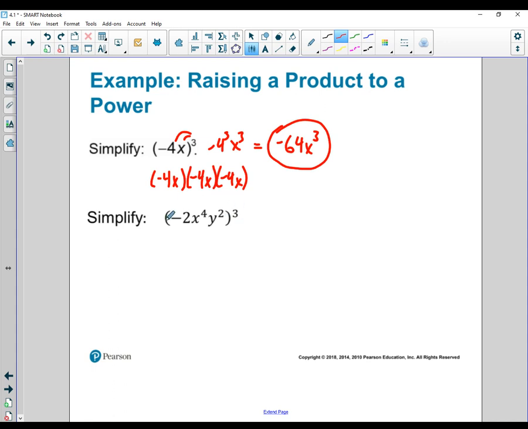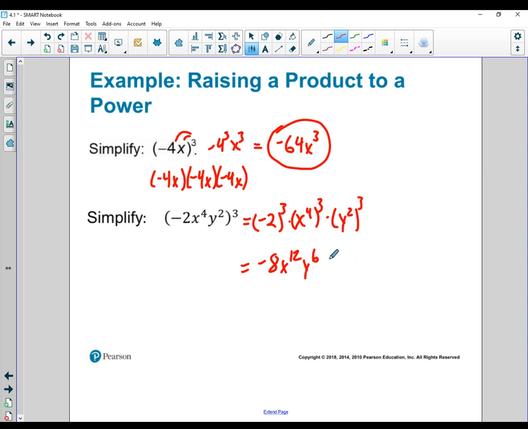Now this cube goes into both, so we're going to get negative 2 cubed times x to the fourth cubed times y squared cubed. And now here's where we have to be really careful. Negative 2 cubed is going to be negative 8. X to the fourth to the third is going to be x to the 12th. Y squared to the third is going to be y to the 6th.